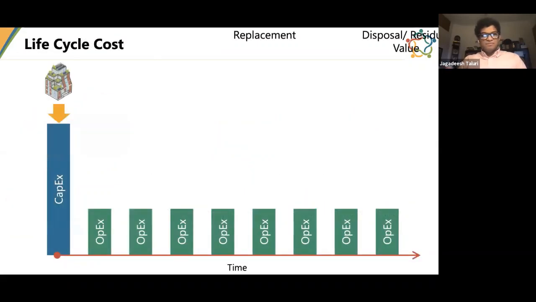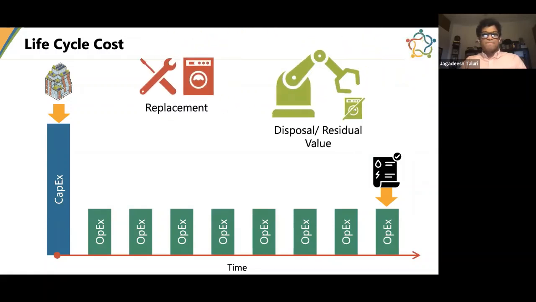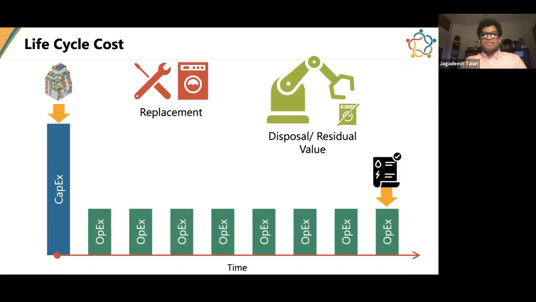So basically, you have to get a clear understanding of the entire gamut. Not only the capital expenditure, you also have to focus on the operational expenditure, and you also have to be wary of the time when each of these investments and costs are going to be incurred. You will see all these things in the examples that I will show you in the coming slides. And also the replacement costs, disposal and residual values, all these things you need to take into account.